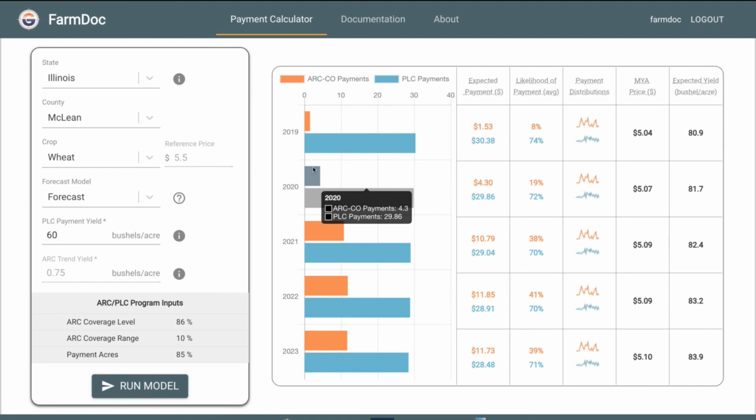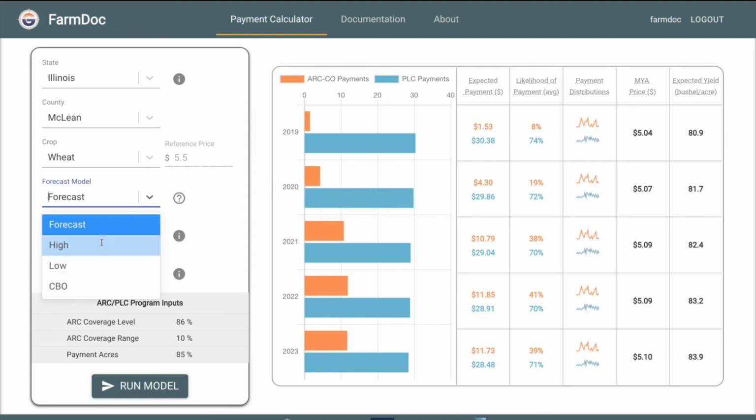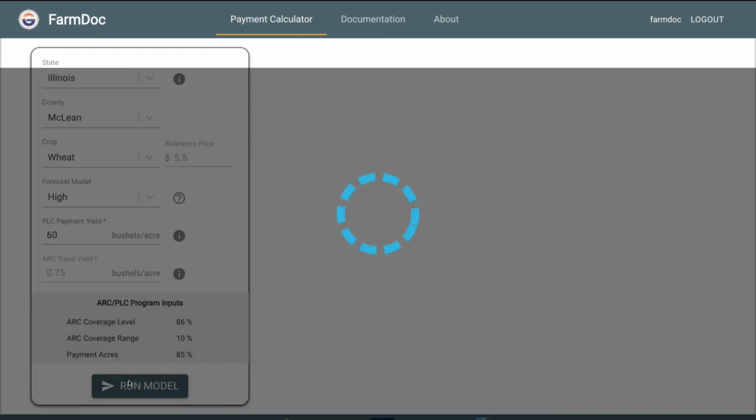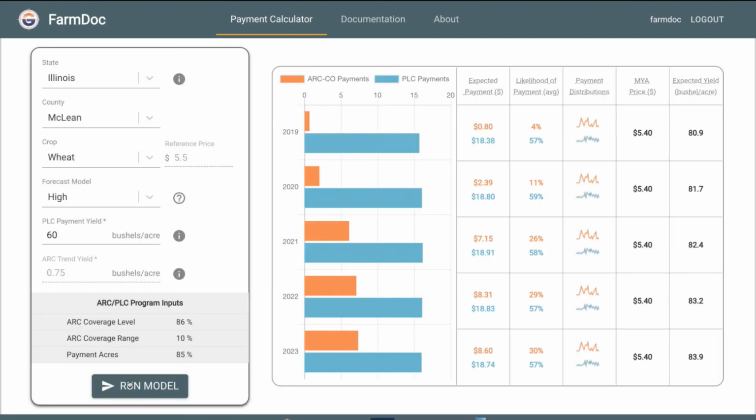And how could there be PLC payouts in a high price scenario? Again, we're running a simulation model. So even though we have an average, there will be some price scenarios where the price is below that. One other question, are our yield updates for PLC automatic? No, they are not. You've got to do that.